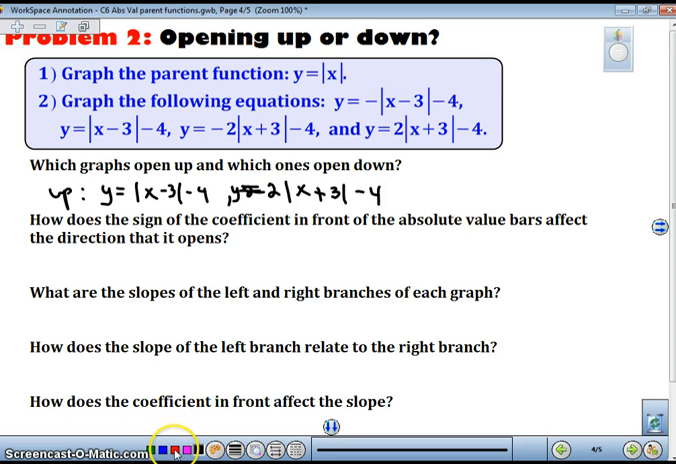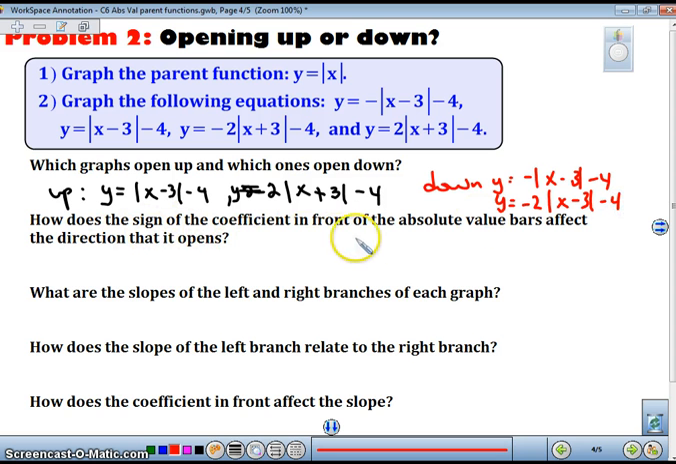If we're looking at the ones that go down, our two down ones would be the ones with our negative in front. So both the ones where you have y equals a negative absolute value of x minus 3 minus 4, and y equals the negative 2 times absolute value of x minus 3 minus 4.